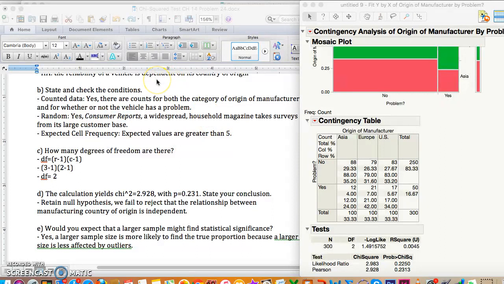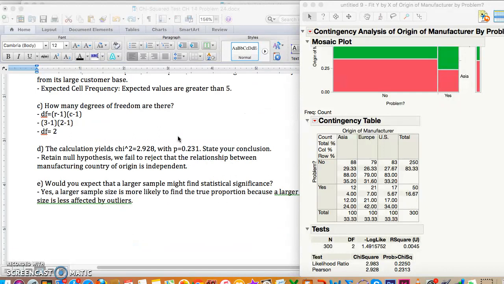Next, state and check conditions. The counted data accounts for the categories both of origin of manufacturer and for whether or not it suffers a problem, and totals and different subcounts here. Random? Yes, it's from Consumer Reports, a very widespread household magazine, with a huge customer base to draw different samples from. And for expected cell frequency, all the expected values are greater than 5.